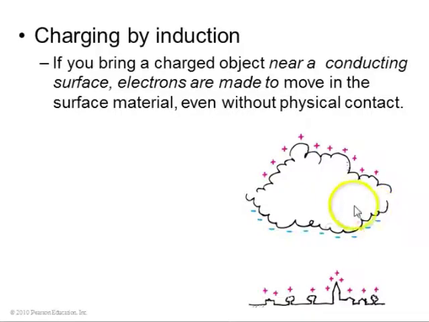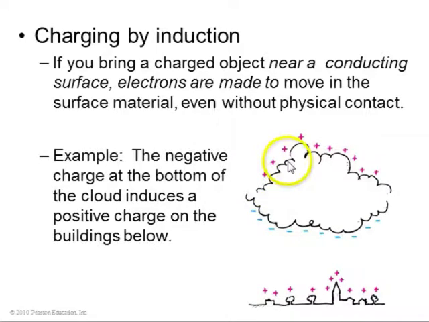Charging by induction. So if you have a charged object and you bring it near to another object, you can electrify that other object without even touching it. For example, sometimes a thundercloud will shift charge around so the top surface is positive and the bottom surface is negative. What that can do is that these negative electrons in the thundercloud can push away electrons in the top surfaces of these houses and trees, basically pulling a positive charge to the top of these buildings.